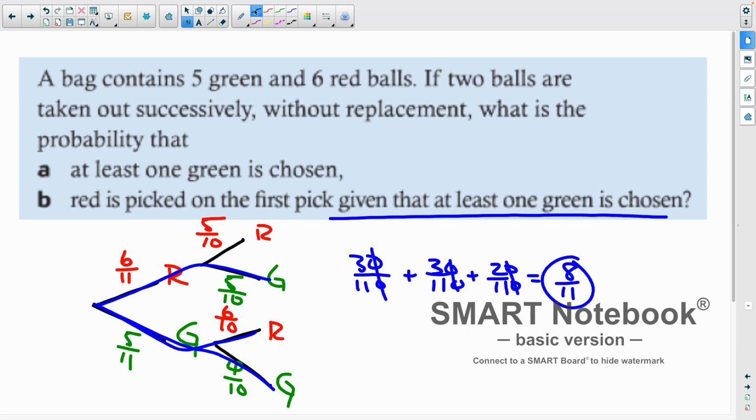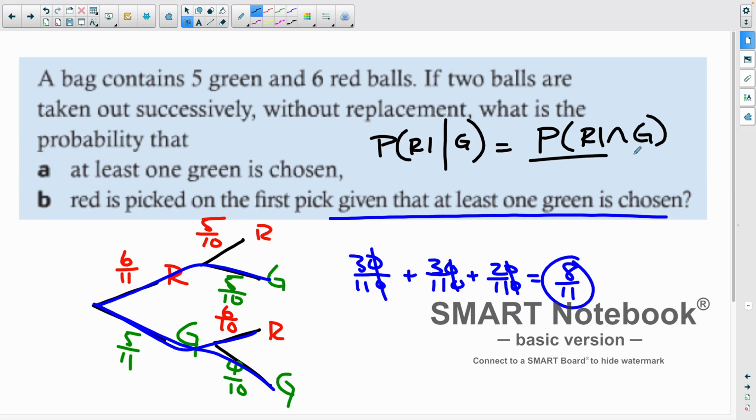If I were to write this, find the probability that a red is chosen first, given that there's a green, then we would do the probability of red first and green over the probability of green. So that was our equation from yesterday. Well, the probability of green is this that we just found. The probability that we got at least one green. So the 8 out of 11s goes on bottom.